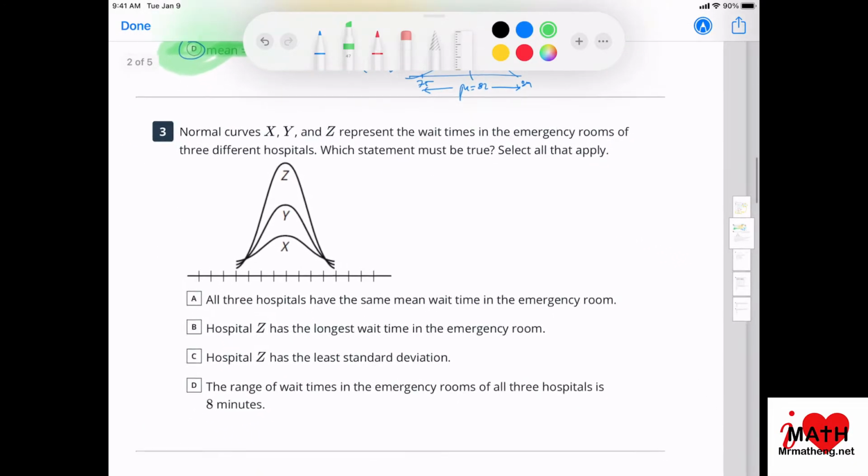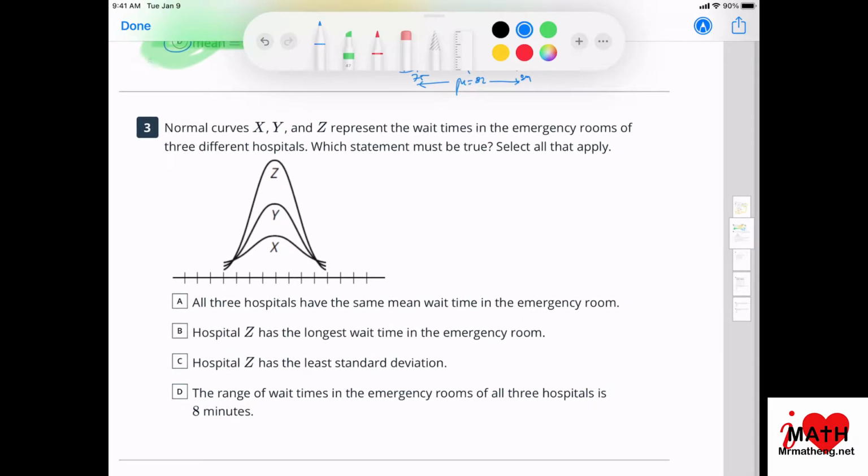Number 3. Normal curves X, Y, and Z represent the wait times in emergency rooms of 3 different hospitals. Which statement must be true? Select all that apply. So this can be 1, 2, 3, or 4, all of them. That's what I'm trying to say. Okay.